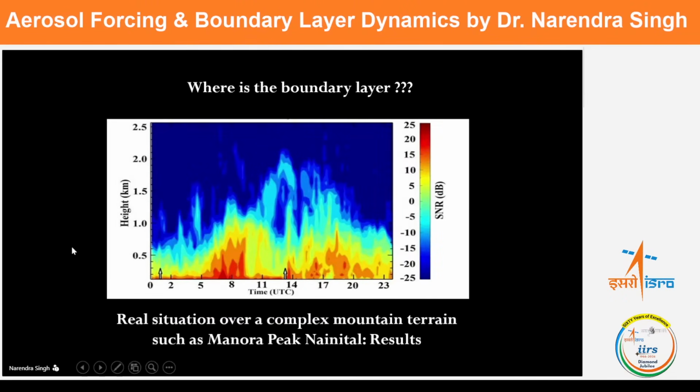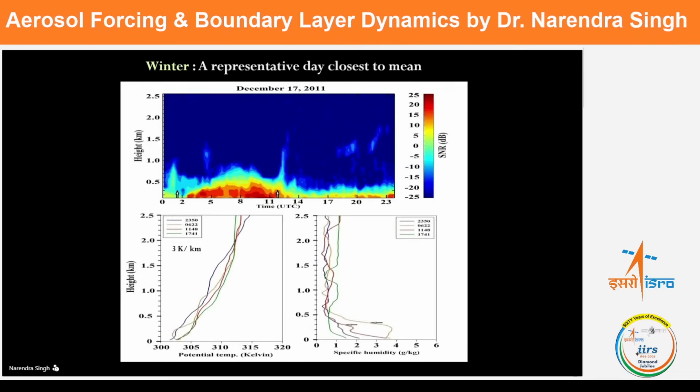So it is very difficult to tell which is the boundary layer. So we call it a localized boundary layer, which basically changes from one season to the other season. Now this is for winter. This is a case of winter measurements.